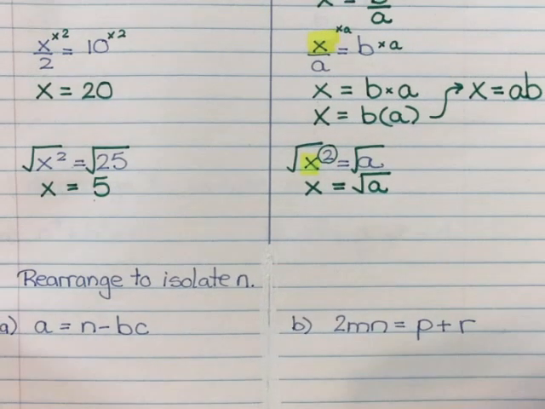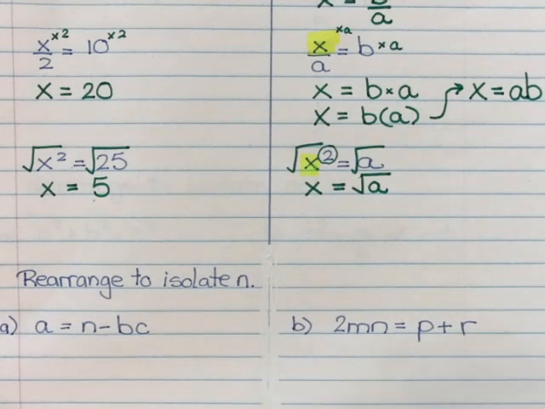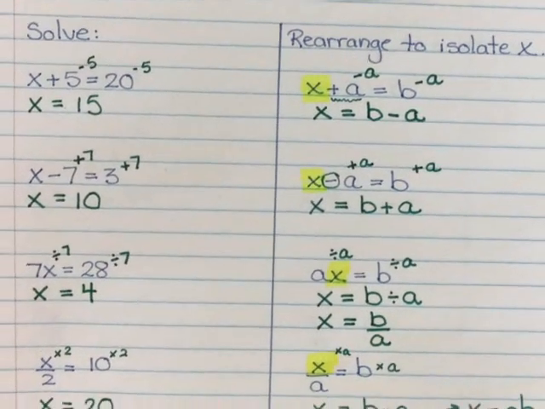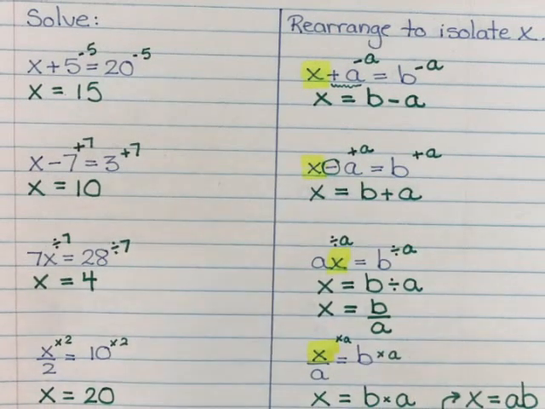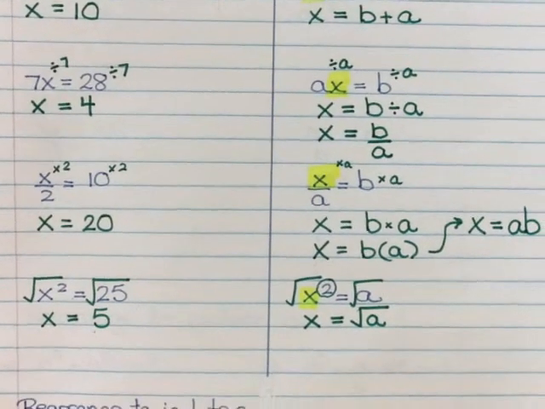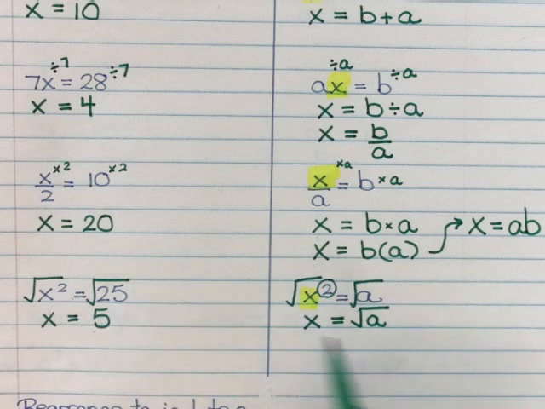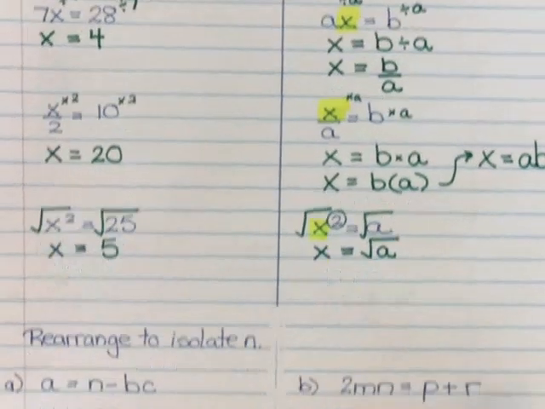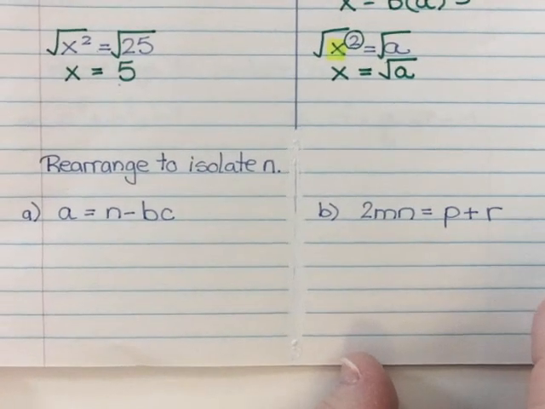So the only difference when you are rearranging a formula from solving an equation is that you don't have a number. So we still cancel out addition with subtraction, we cancel out subtraction with addition, we cancel out multiplication with division and division with multiplication, and we cancel out squares with square roots. So it's still the same thing you would do if you had numbers, you just can't actually work it out. That's the only difference. So we do have two last examples at the bottom.